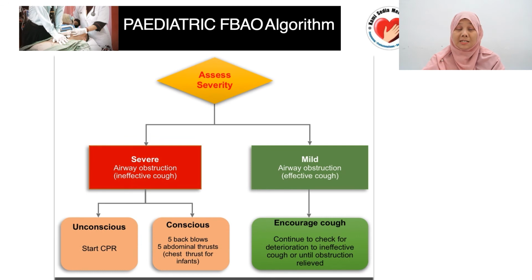For pediatrics, it's nearly the same as for adults, where we have mild and severe airway obstruction. Again, if it's mild airway obstruction, we are to encourage the cough and continue to check for signs of deterioration to ineffective cough or until the obstruction is relieved. For severe airway obstruction, there's an ineffective cough, and we are to give 5 back blows and 5 abdominal thrusts, or 5 chest thrusts for infants, in those who are conscious. For those who are unconscious, we start CPR.